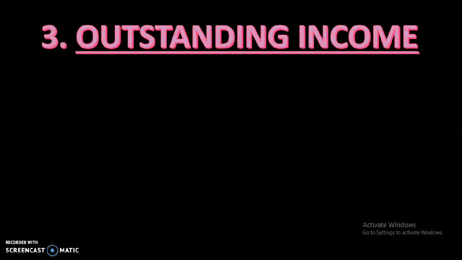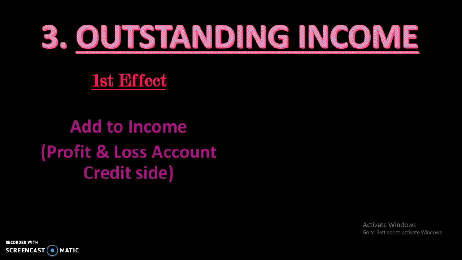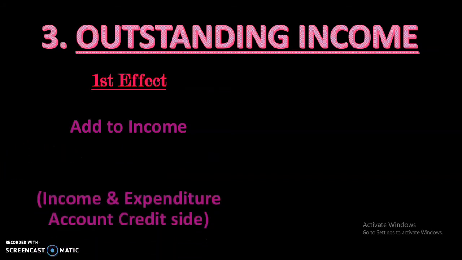Adjustment number 3, outstanding income. Again, outstanding we add. Now we add to the income. So first effect, add to income. Where in final accounts of trading concern, we added to the profit and loss account credit side. Here we will add it to the income on the credit side of income and expenditure account. That's the difference. Second effect, yes, we write it to the asset side.